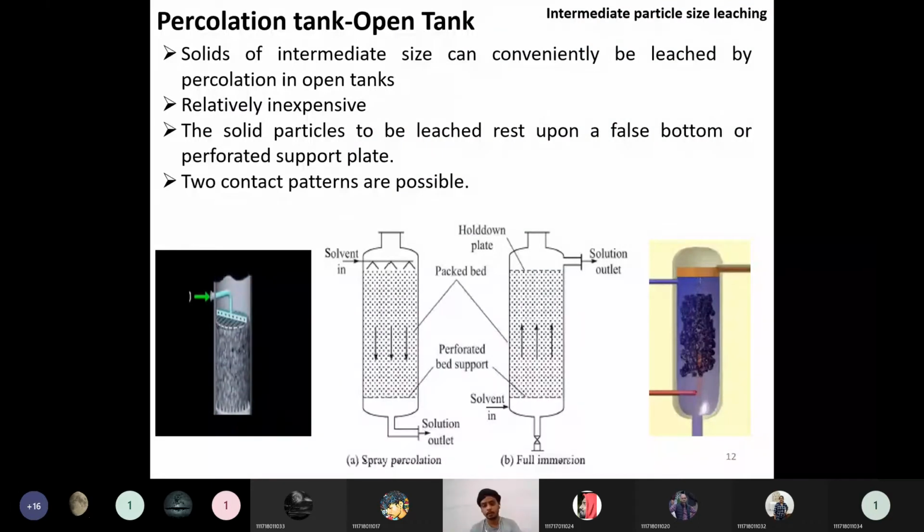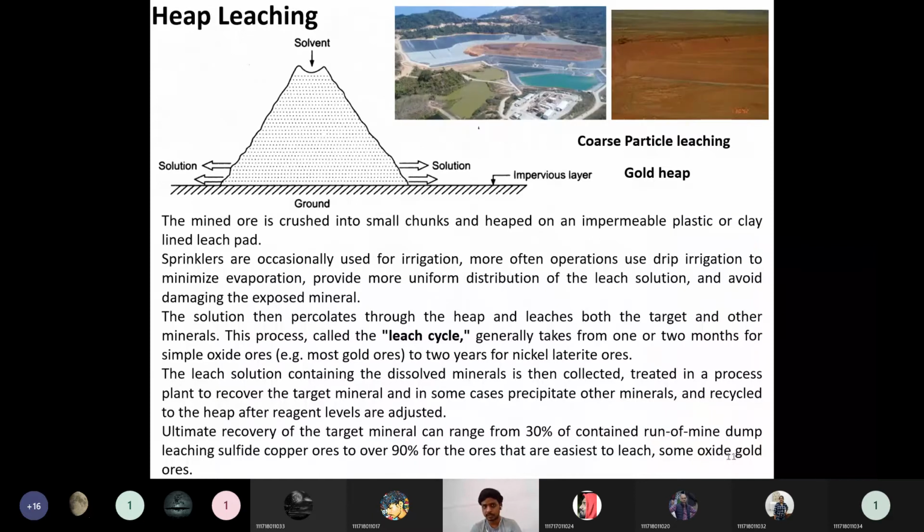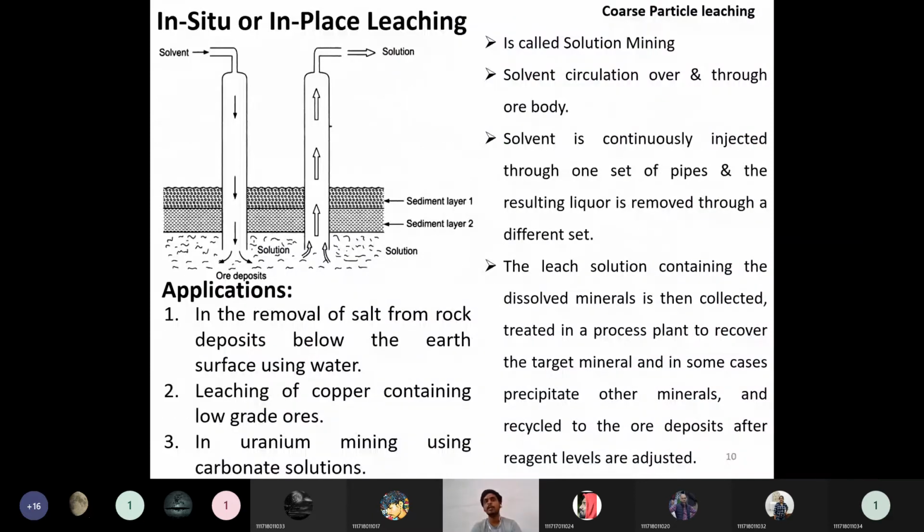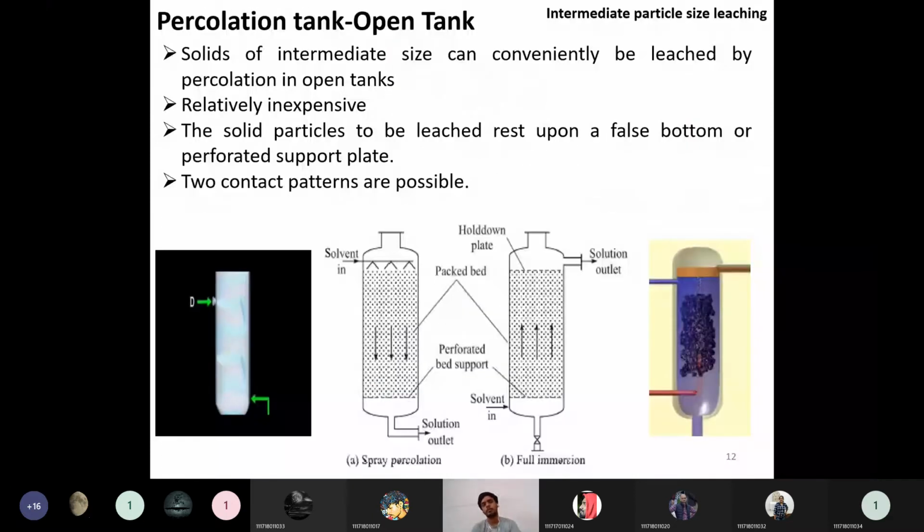Compared to the particle size used in heap leaching or in situ leaching, the particle size is somewhat reduced here. The idea behind this percolation tank is that we arrange suitable solids in some pattern, whether a fixed bed or a packed bed. Depending on the contact pattern, these are classified into two types: one is spray percolation, or we can say full immersion percolation.